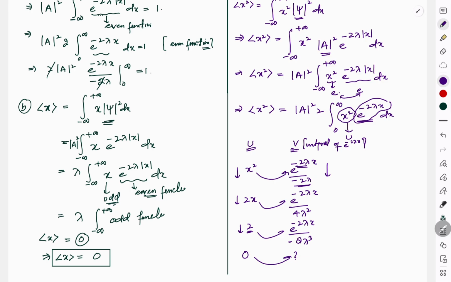Okay, so I'm again telling you, here you have to write the u function, then here you have to write v, but down the v you have to write the integration of this thing. So it is e to the power minus 2 lambda of x divided by minus 2 lambda, then again do the differentiation of this part and do the integration of this part. So e to the power minus 2 lambda of x divided by minus 2 lambda into minus 2 lambda, which is 4 lambda square. Then again do the integration, e power minus 2 lambda of x divided by 4 lambda square is there, then again minus 2 lambda will be multiplied, so minus 8 lambda cube.